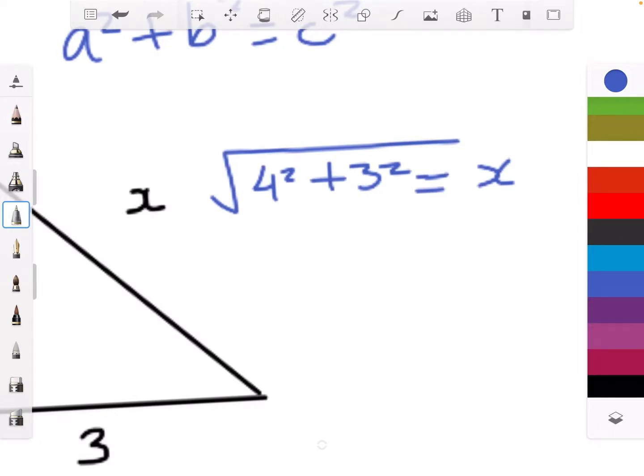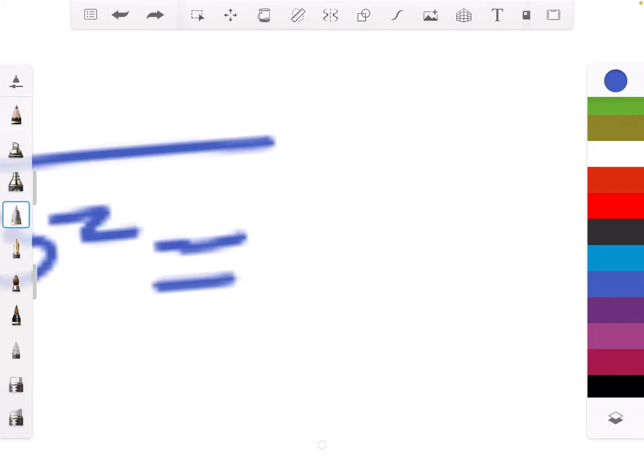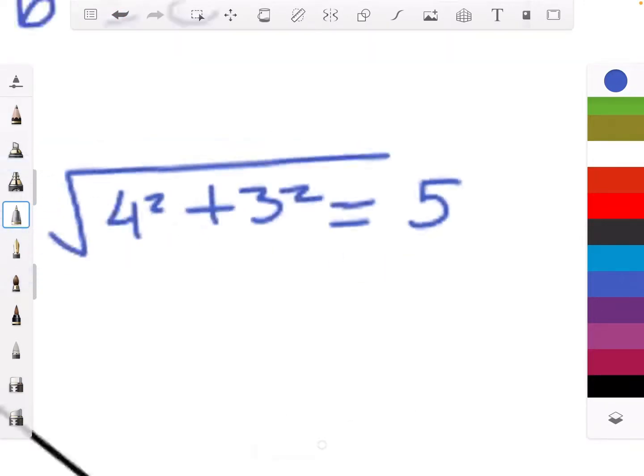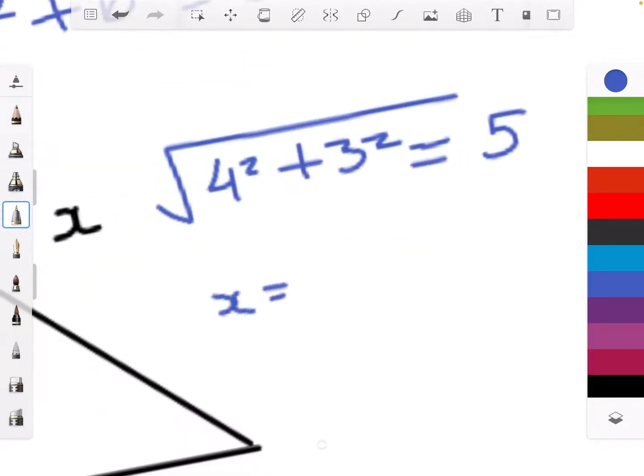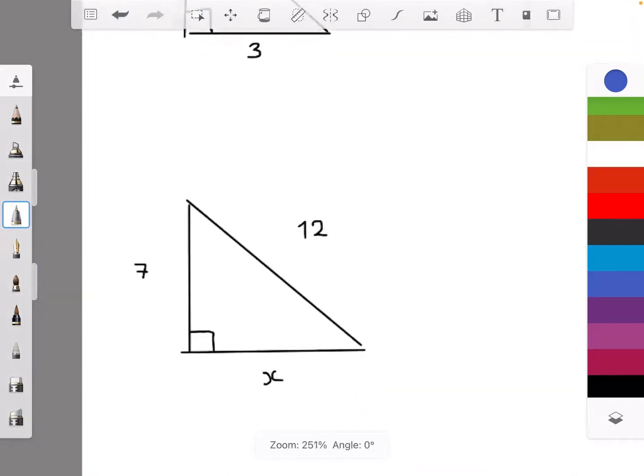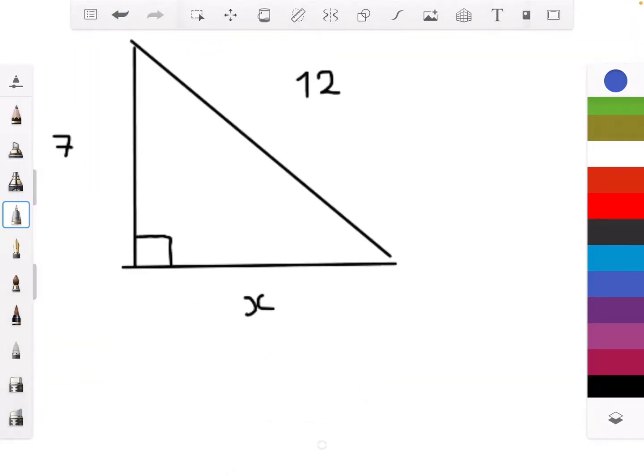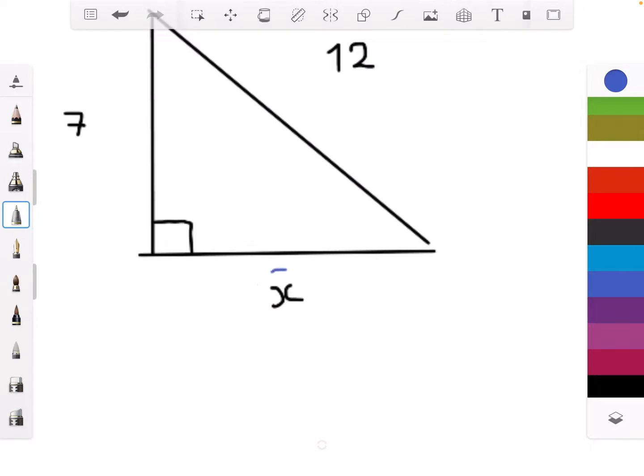So just write it like this in the calculator because it's so much easier. Your answer would be 5. So x is 5. Next question. This time you're not finding the hypotenuse, you're finding another length.